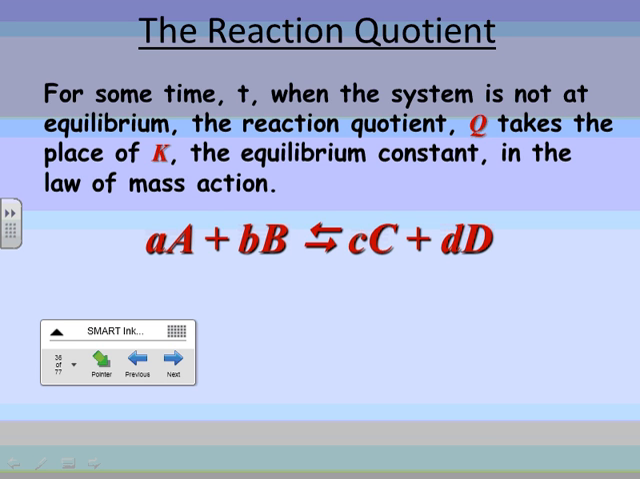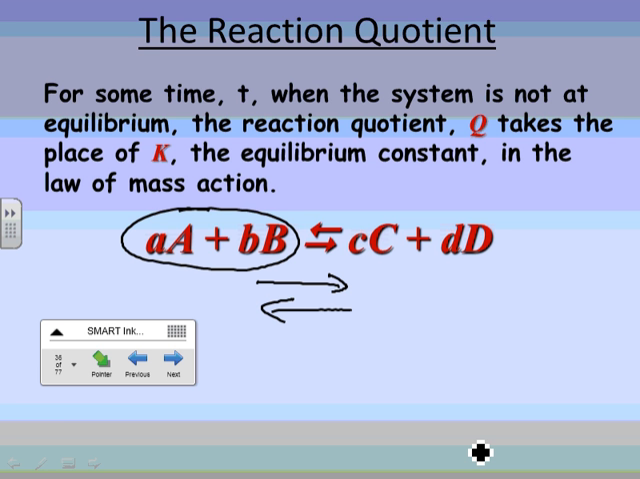In the example that I just gave you, if this is all we're starting with, if we're just putting those two things together, and there is none of the C or the D to begin with, then obviously the reaction is going to go this direction until it gets to equilibrium. Does that make sense? Because the reactants have to form some of the products. Once we get to equilibrium, it's going both directions at the same rate, and our concentrations stay constant.